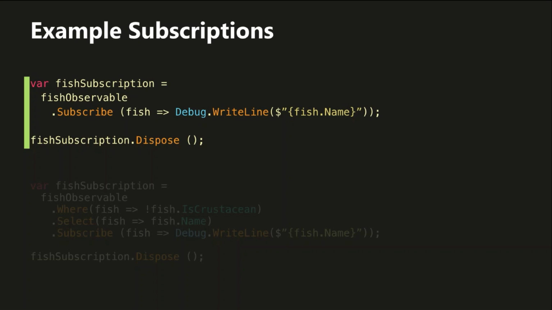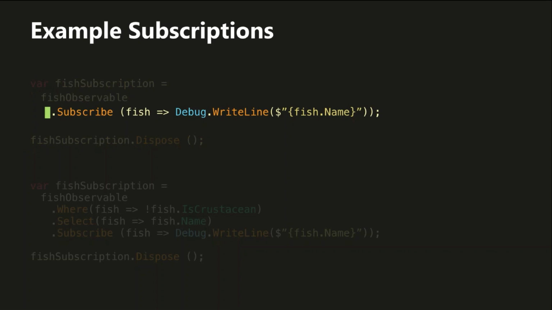Right, so in code, a typical subscription might look something like this. On the second line, you'll notice that we've got this item called fishObservable. Again, imagine that that's our conveyor belt. That's the piece that's essentially pushing the notifications out to us. What we want to do with those notifications then is to subscribe to them, right? So we could say here, hey, each time I get a fish notification in, I'm just going to do a Debug.WriteLine, and I'm going to write out that fish's name, right?